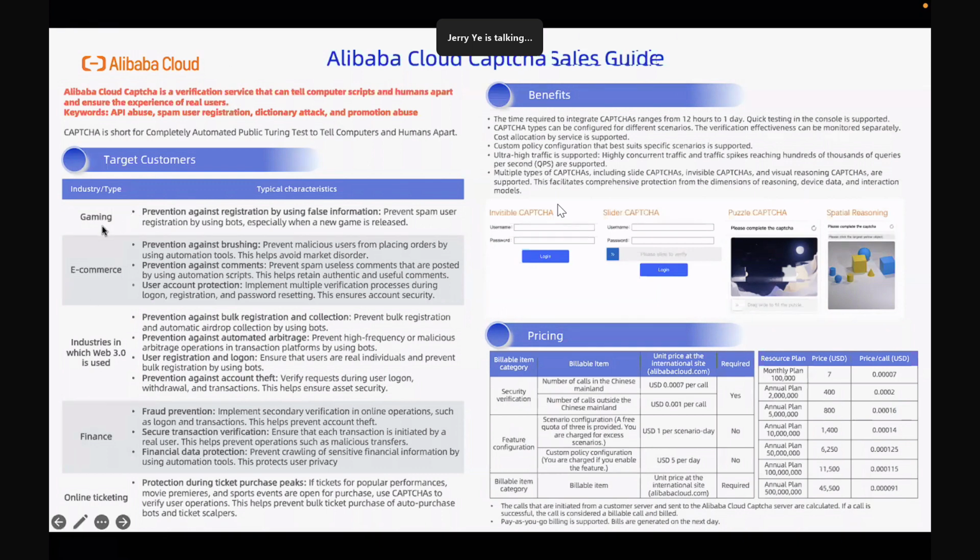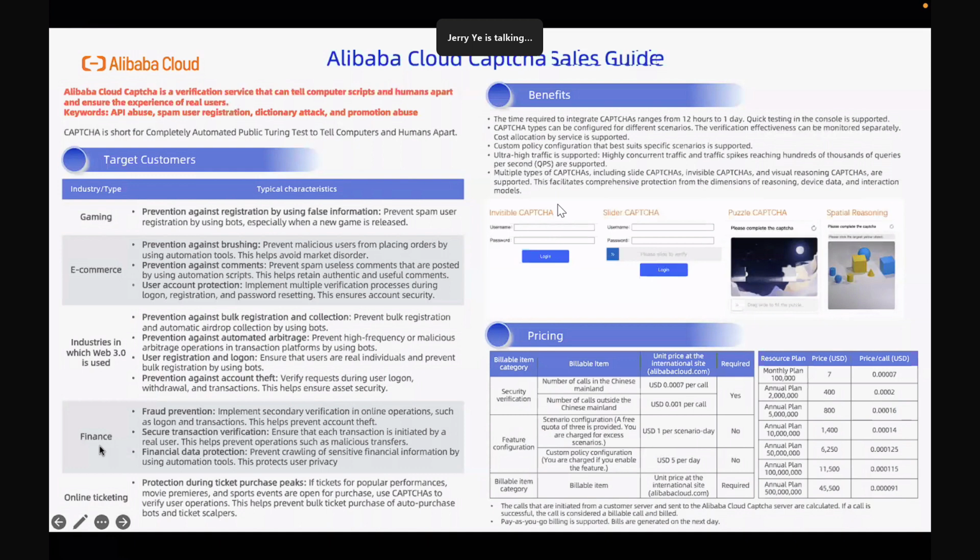The first industry is the gaming industry. They enable Captcha for prevention against registration using false information. For e-commerce, it is prevention against brushing, prevention against fake comments, and user account protection. For industries where Web 3.0 is used, they use this to prevent bulk registration and collection, against automated arbitrage, and also against account theft.